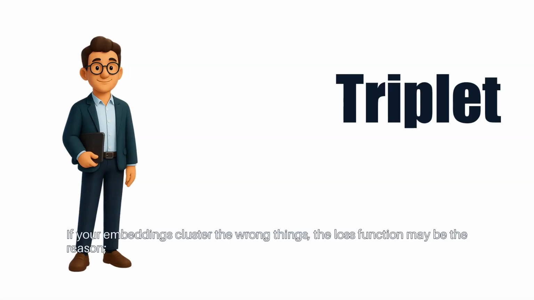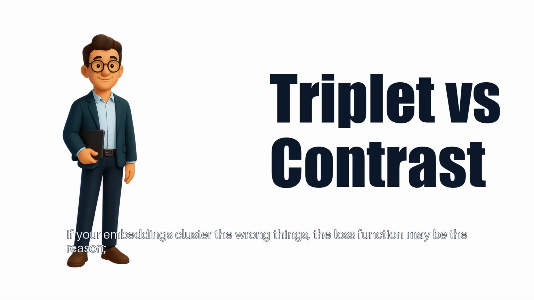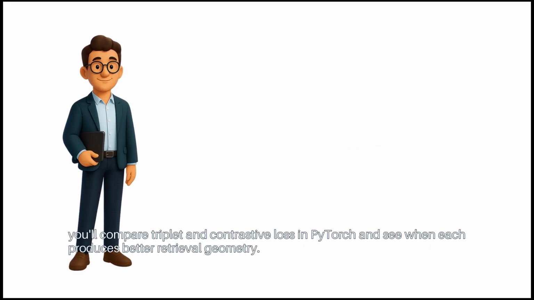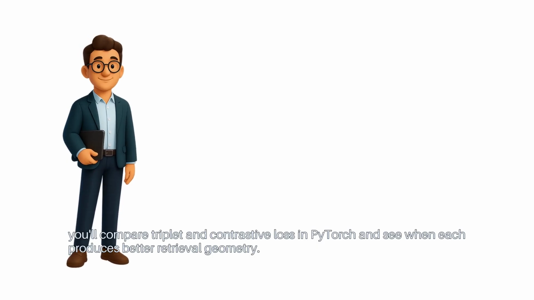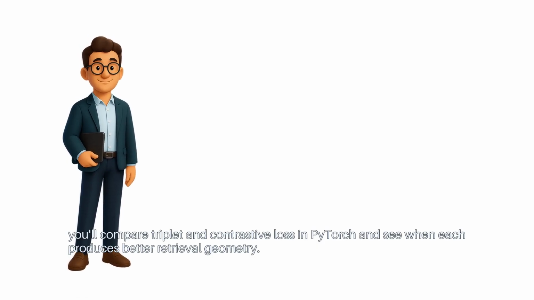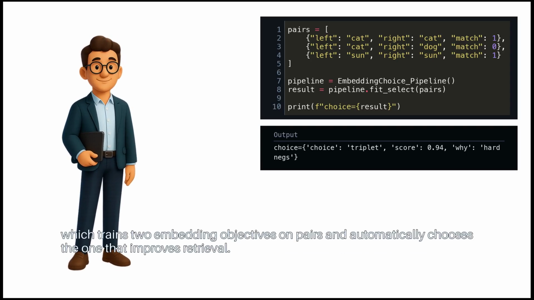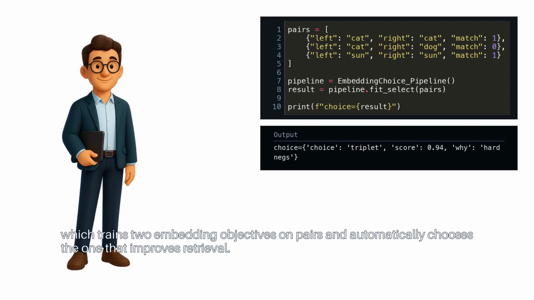If your embeddings cluster the wrong things, the loss function may be the reason. You'll compare triplet and contrastive loss in PyTorch and see when each produces better retrieval geometry. This is the workflow you'll know how to run when we're done, which trains two embedding objectives on pairs and automatically chooses the one that improves retrieval.